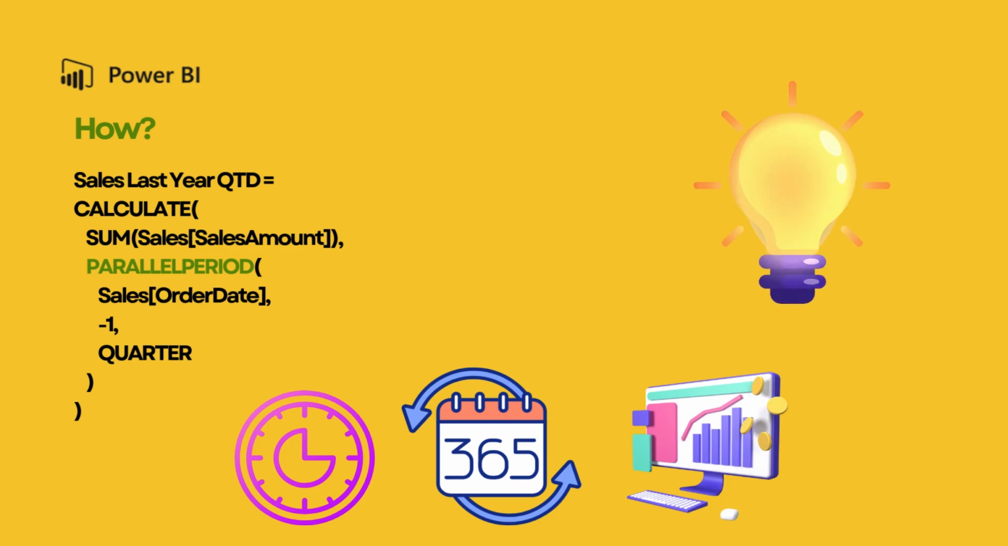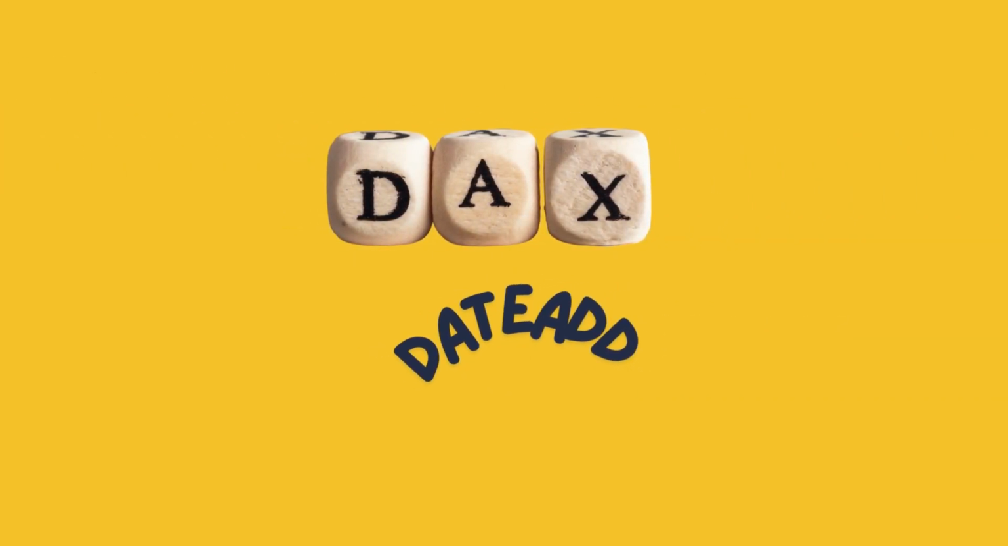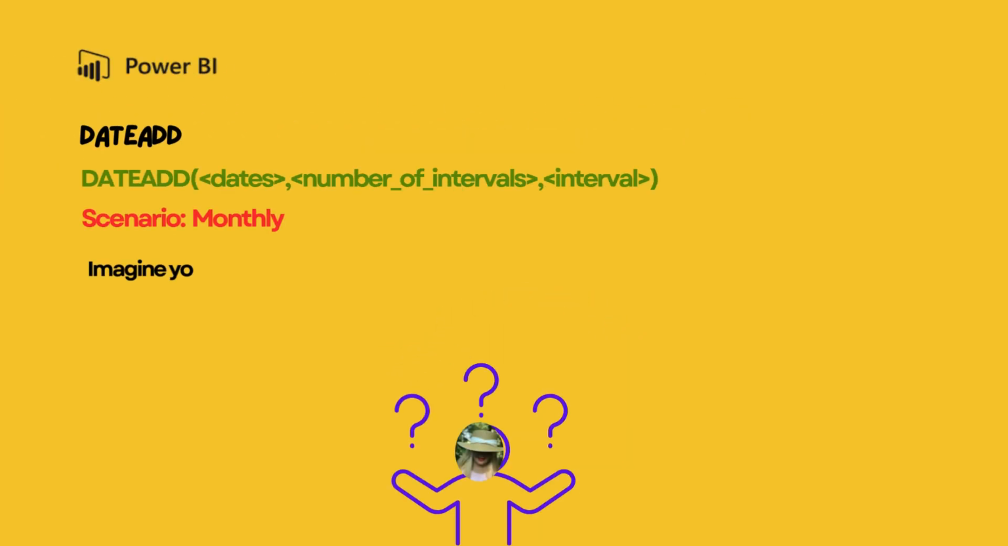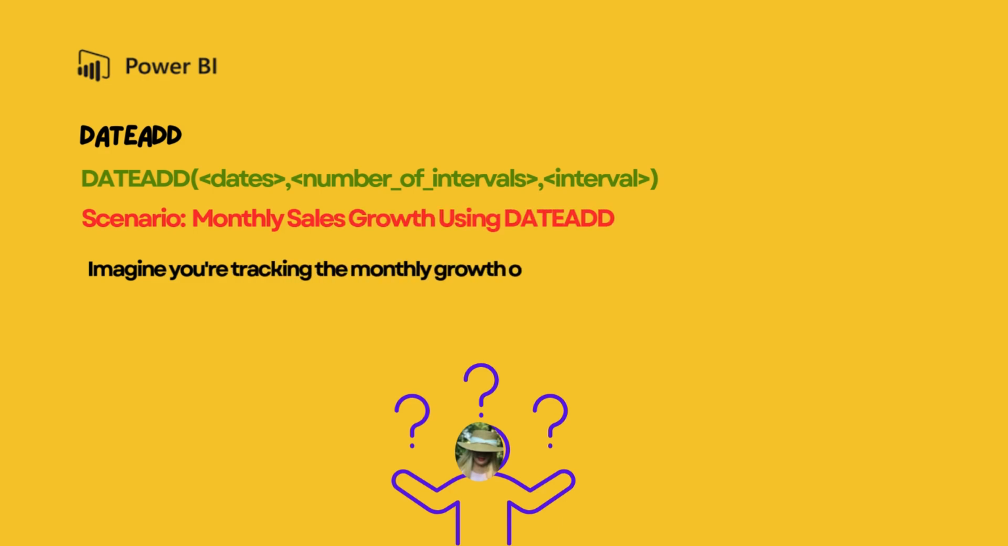Complexity without PARALLELPERIOD would be very painful, because we would have to follow a more complex logic to filter dates and compare periods, leading to DAX that is harder to manage. This scenario is about analyzing growth patterns and adjusting business strategies accordingly.